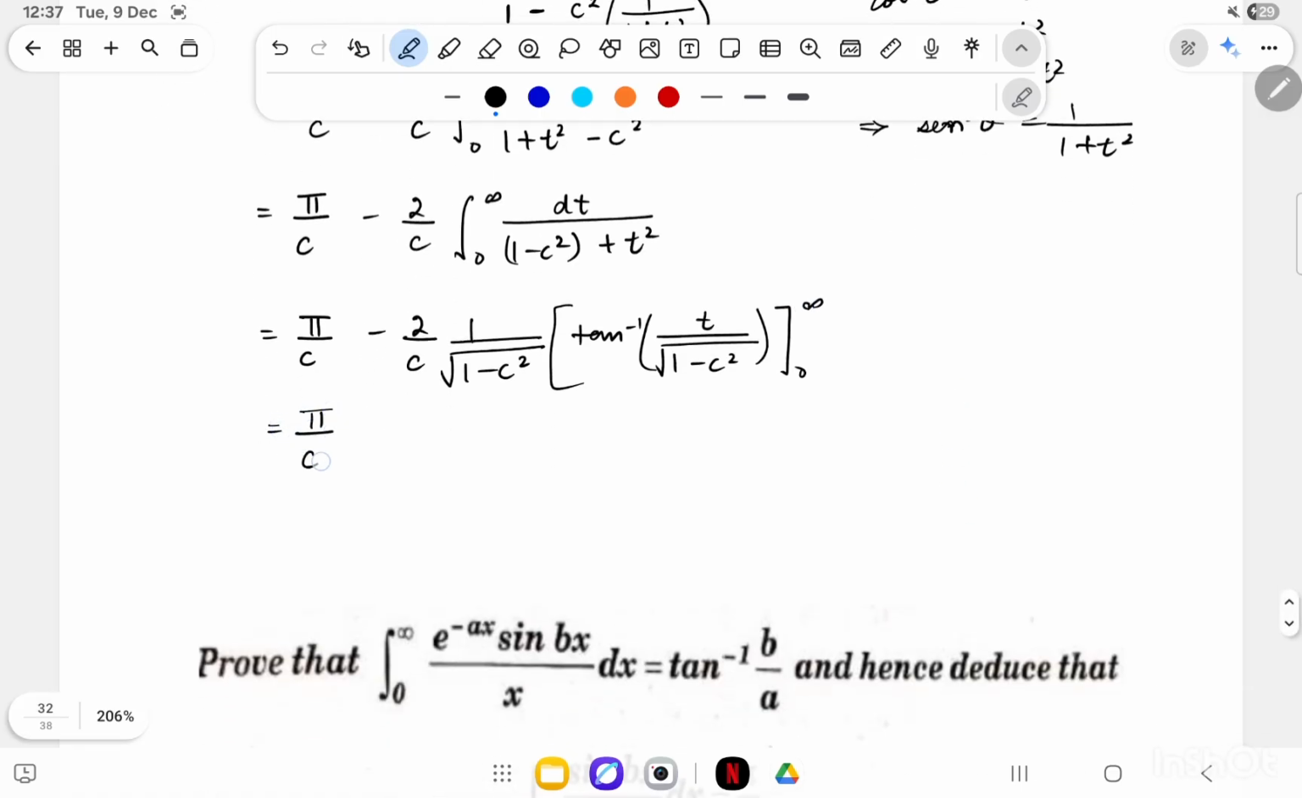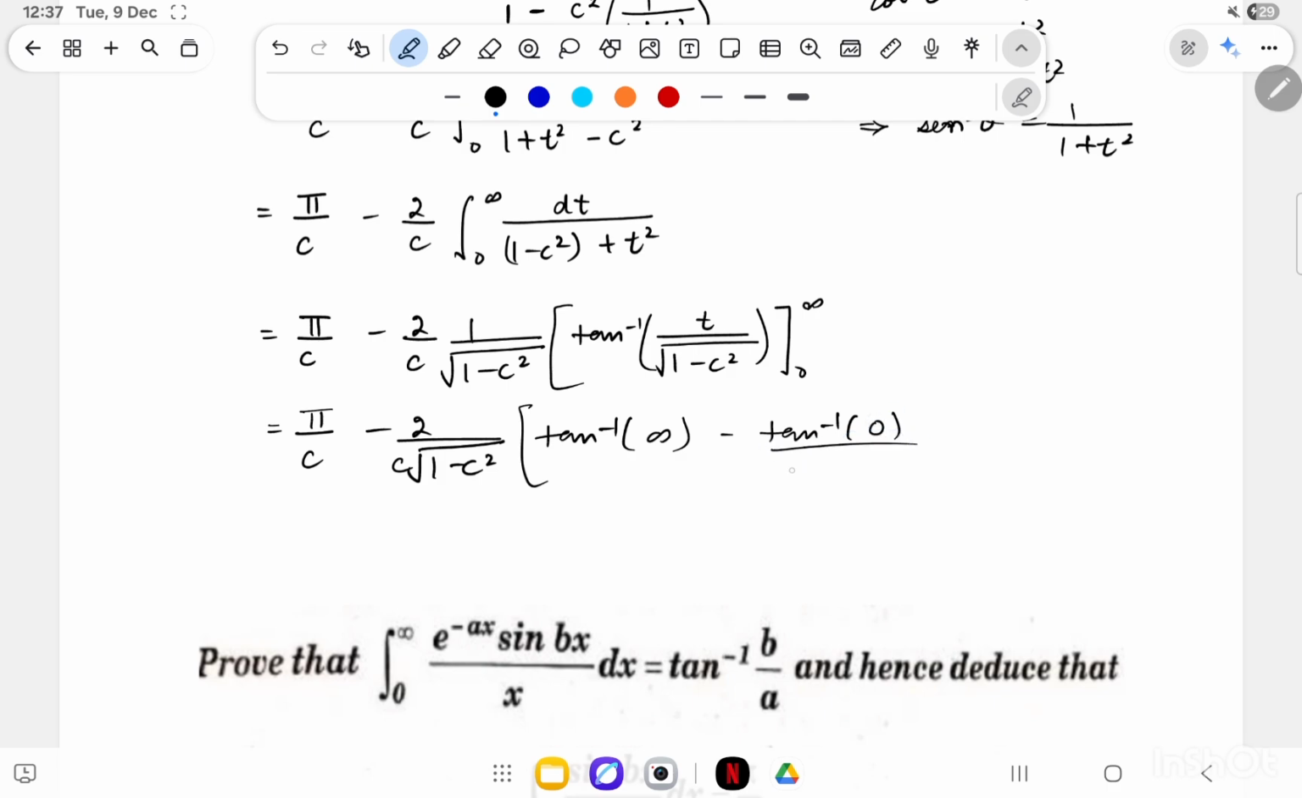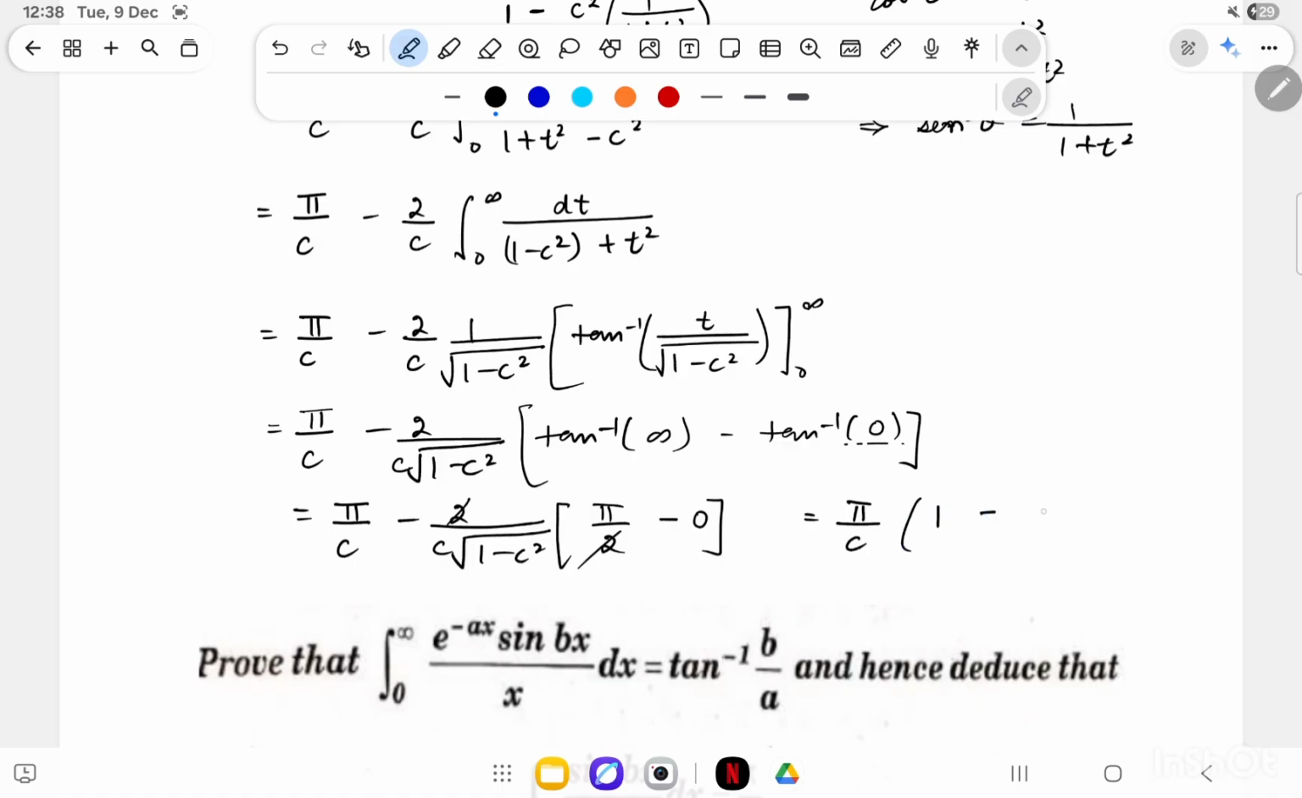Which will be equal to π by c minus 2 by c, 1 by square root of 1 minus c square, tan inverse infinity minus tan inverse 0, because 1 by square root of 1 minus c square is constant. So it will be equal to π by c minus 2 by c square root 1 minus c square. Tan inverse infinity will be π by 2, tan inverse 0 is 0, and this 2 balances this one. So it will be equal to π by c into 1 minus 1 divided by square root of 1 minus c square.